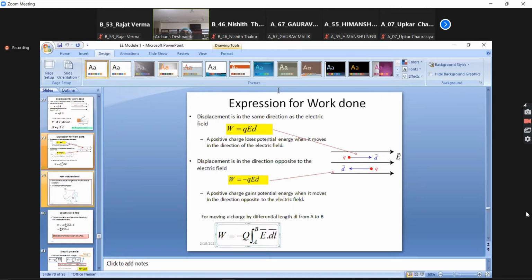So suppose आपने A to B move किया, okay, this is A and let's say this is B. So what you are doing, suppose आपको ये distance पता नहीं है, तो आप क्या कर रहे हो, इस length को ना छोटे छोटे part में divide कर रहे हो, and this distance is dl.